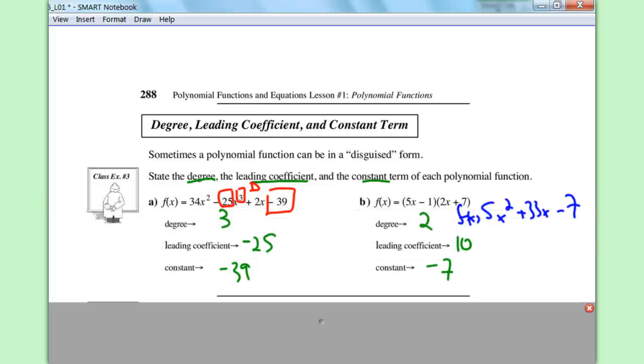In the first one, the degree is 3. That's the highest degree. It's put in a weird order. Its leading coefficient is minus 25, and its constant is minus 39. In the second one, it's in factored form, so its degree is 2 when you multiply it out. Its leading coefficient is 10, because I screwed this up. That should have been a 10x squared, and we end up with minus 7 as the constant term, okay?